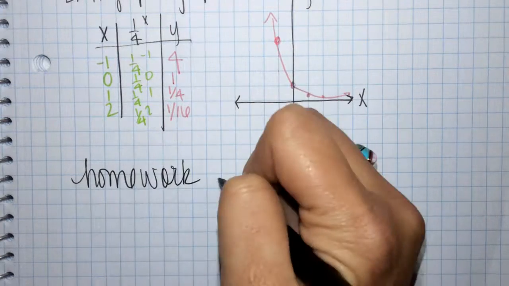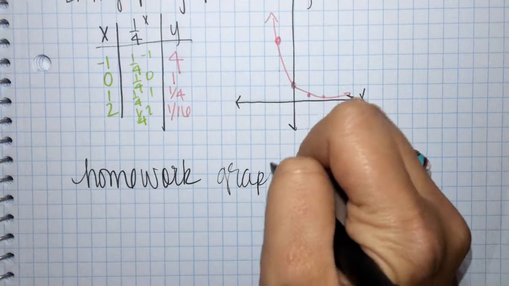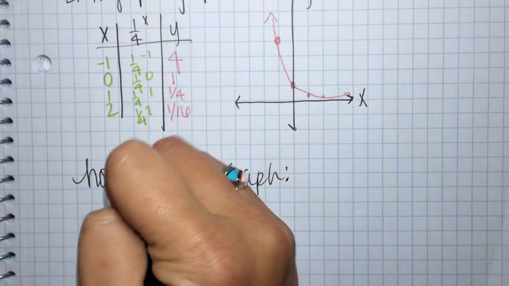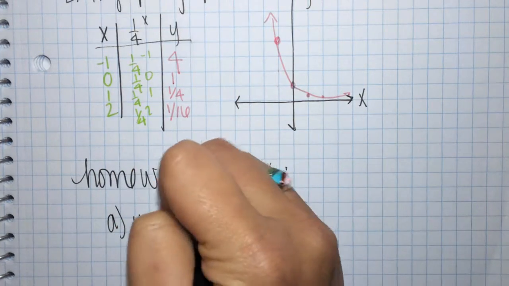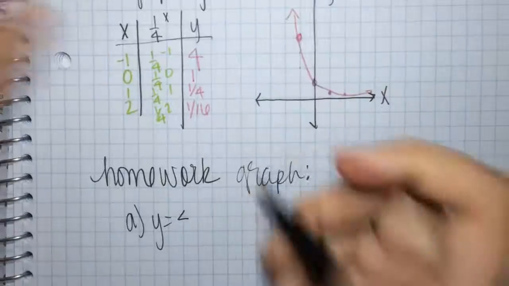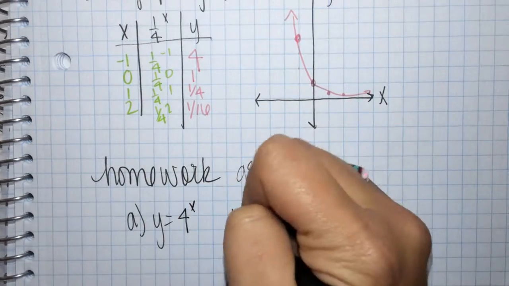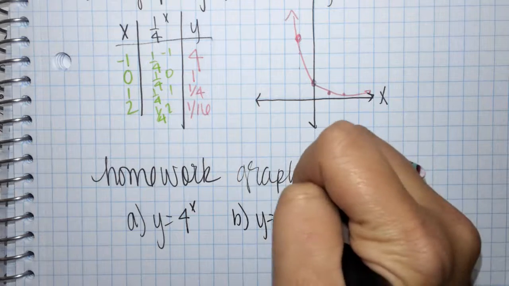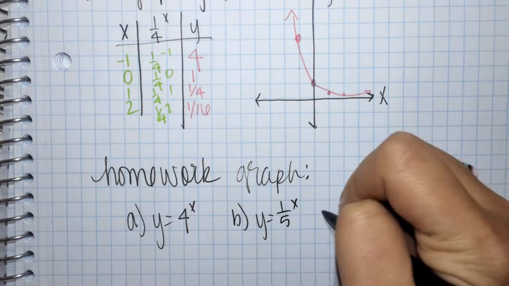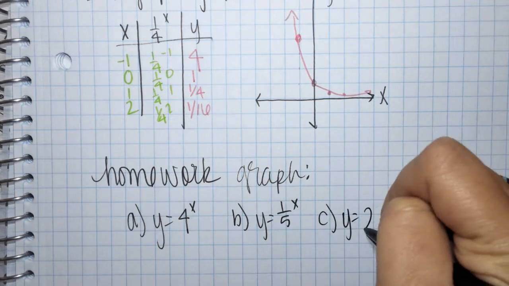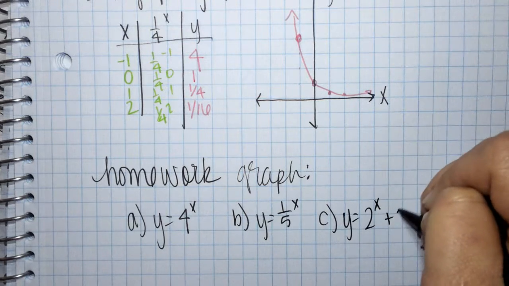3 problems. I want you to graph 4 to the X, 1/5 to the X, 2 to the X plus 2.